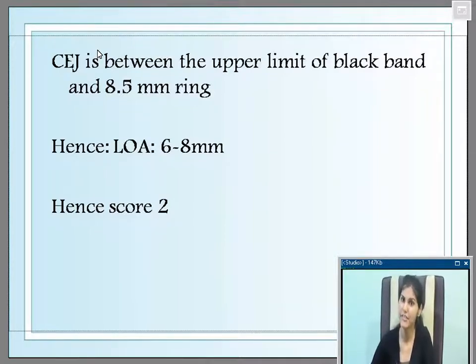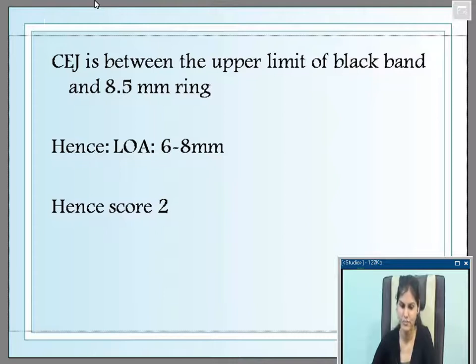Now whenever you have a loss of attachment of 6 to 8, your CPI score is 2. Your CPI score goes as 0 for 0 to 3. The CPI score is 1 when you have loss of attachment between 4 to 5. It is 2 when you have 6 to 8. It is 3 when you have 9 to 11 mm. And it is 4 when you have 12 mm or more, or when your entire probe up to the 11.5 mm band is beyond the field.